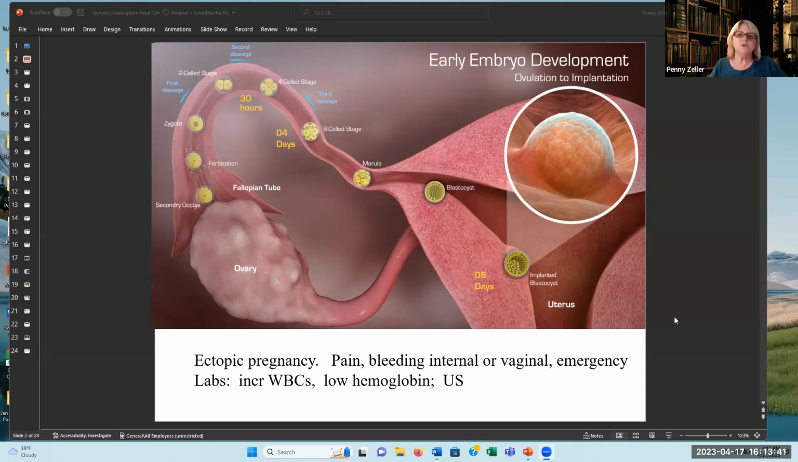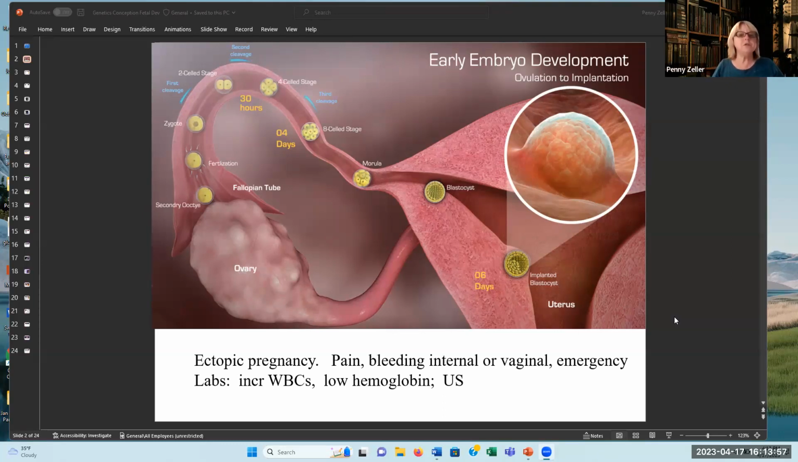Ectopic pregnancy is an emergent situation and usually requires surgery. Okay. And so you're going to see a low hemoglobin because she's bleeding. She's going to have increased white blood cells. And to diagnose, we usually do an ultrasound.